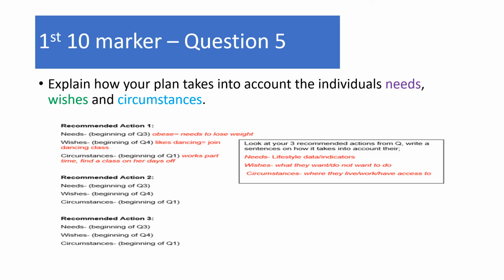And you do this 3 times, looking at recommended action 1, recommended action 2, and recommended action 3 that you've given them. So you must go back to the recommended actions before, and all you are doing is justifying why you have given those recommended actions. Why did you say this person needs to lose weight? Why did you say this person needs more energy? Why did you say that this person needs to quit smoking? You are justifying, you are backing up everything that you have given in the questions before here and justifying it.